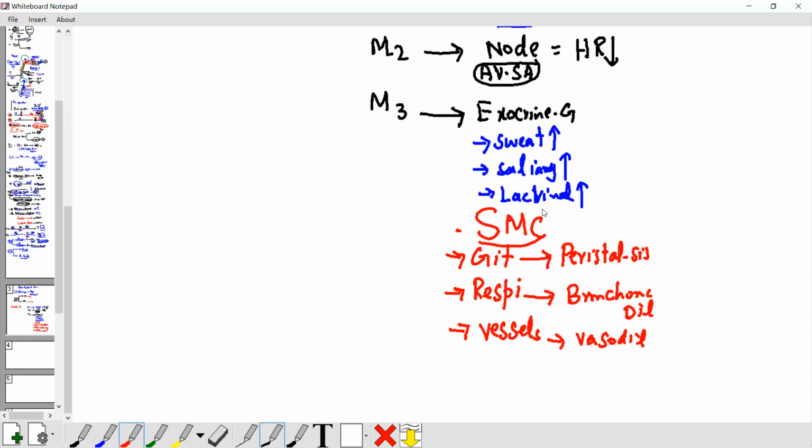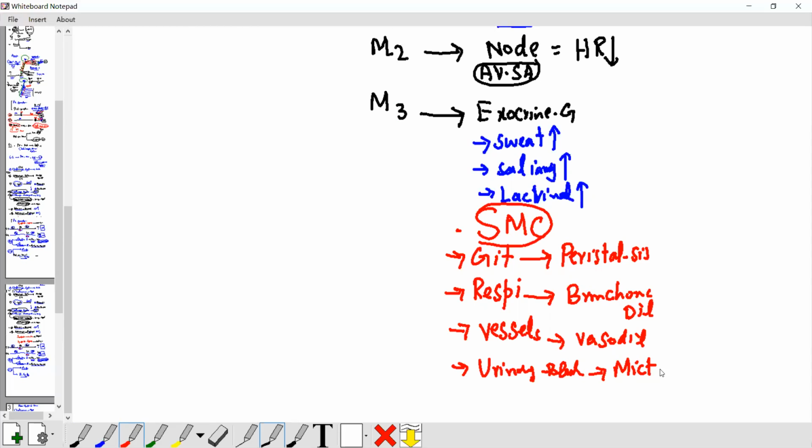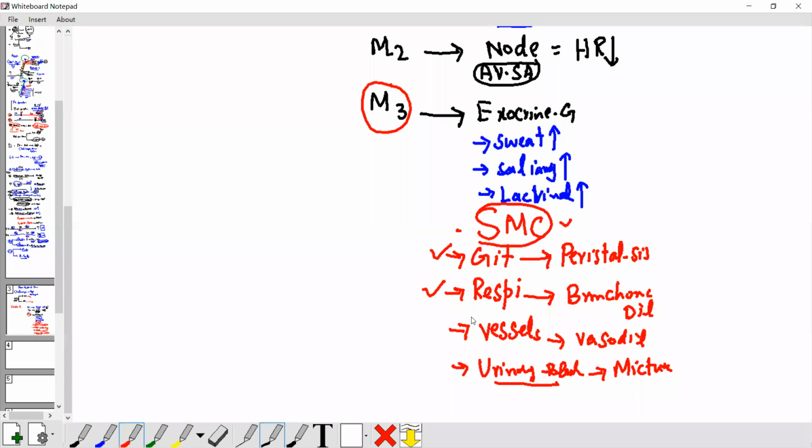So smooth muscle is in hollow organs. Smooth muscle is present in the urinary bladder. If the urinary bladder contracts, you can do micturition. So M3 is present on smooth muscles, and GIT function is affected. That's why I put stress on autonomic nervous system pharmacology, because many systems are controlled by the autonomic nervous system. If you have a disease of the GIT or respiratory system, you can use drugs belonging to the autonomic nervous system to treat the disease. The respiratory, vessel, and urinary systems have smooth muscle.